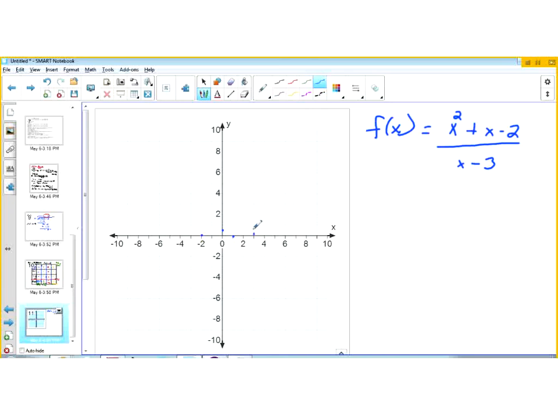Okay, so there are our intercepts. And then we had a vertical asymptote at x equals 3, right? So x equals 3 is a vertical asymptote, which I'll draw as a dashed vertical line.